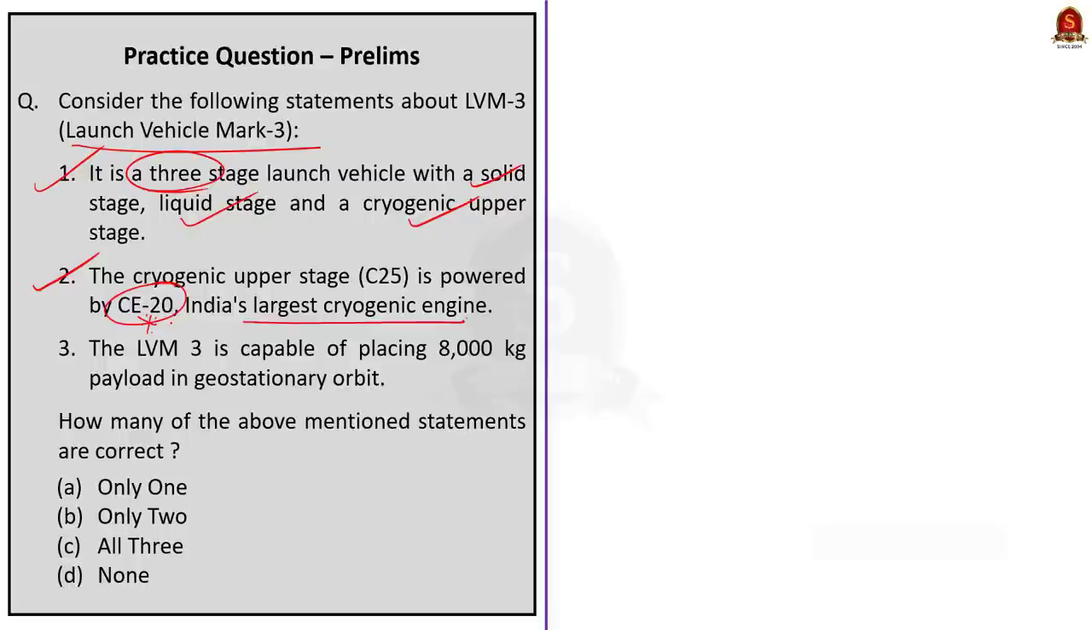Look at the third statement. LVM3 is capable of placing 8,000 kilogram payload in geostationary orbit. This statement is incorrect. LVM3 is only capable of placing this much weight in lower Earth orbit and not in geostationary orbit. See, LVM3 is capable of placing 4,000 kg payload in geostationary orbit. So the correct answer is option B, only 2.